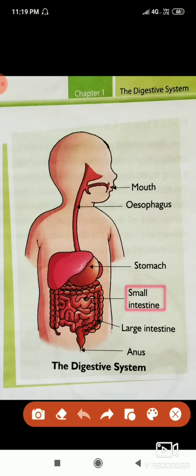Next is the small intestine. Now food reaches the small intestine. Later I will discuss what happens here: food is absorbed by the small intestine wall. And next, the large intestine. Any food particles which are not absorbed or digested in the small intestine pass into the large intestine, where they are absorbed, and waste material passes out through the anus. So this is the complete digestive system diagram. You have to draw it and practice the diagram and the names.